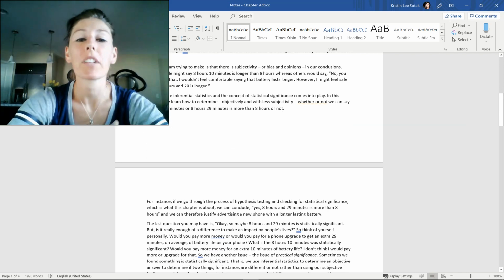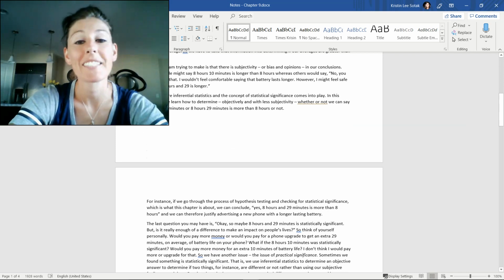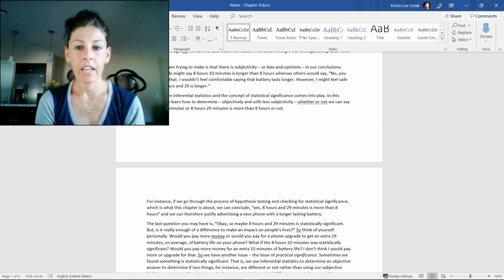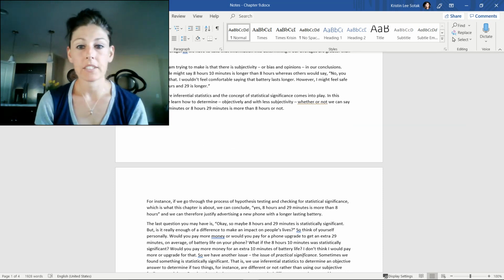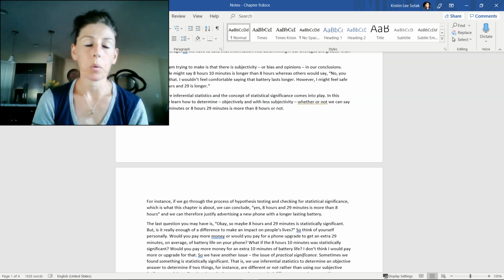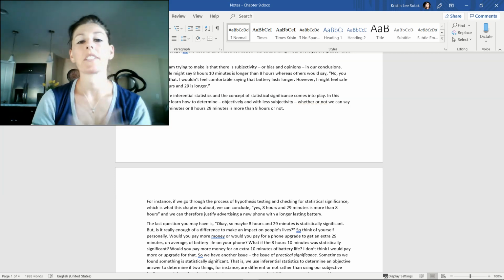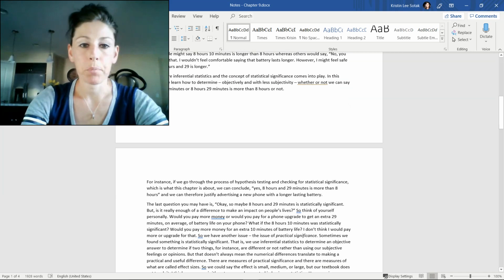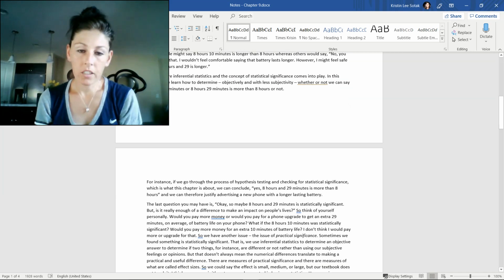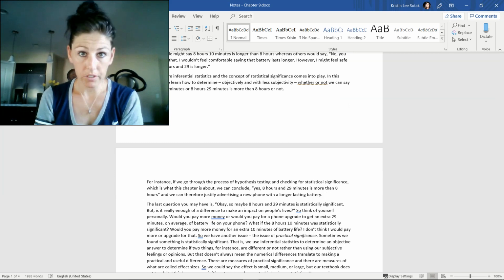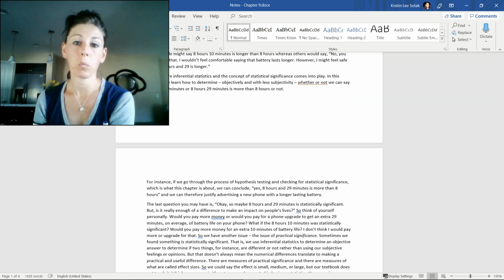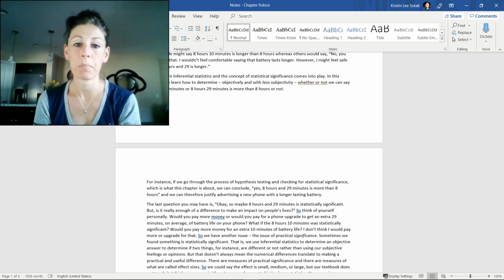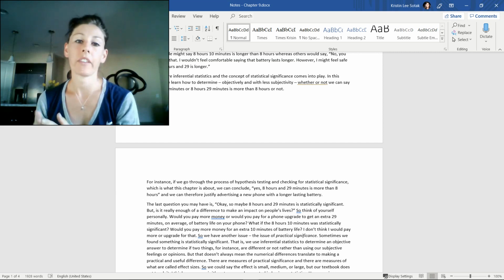So this is where inferential statistics and the concept of statistical significance comes into play. So remember in Chapter 8, we learned how to do this, or at least the concepts leading up to this. In this chapter, we learn how to determine objectively, with less subjectivity, whether or not we can say 8 hours and 10 minutes or 8 hours and 29 minutes is actually longer than 8 hours or not.